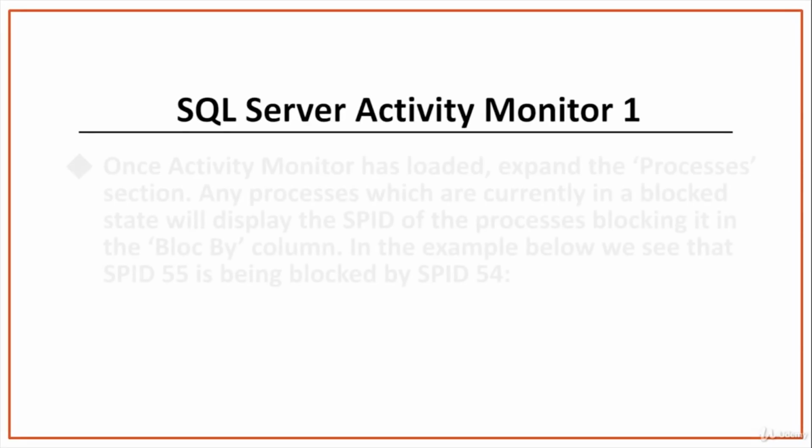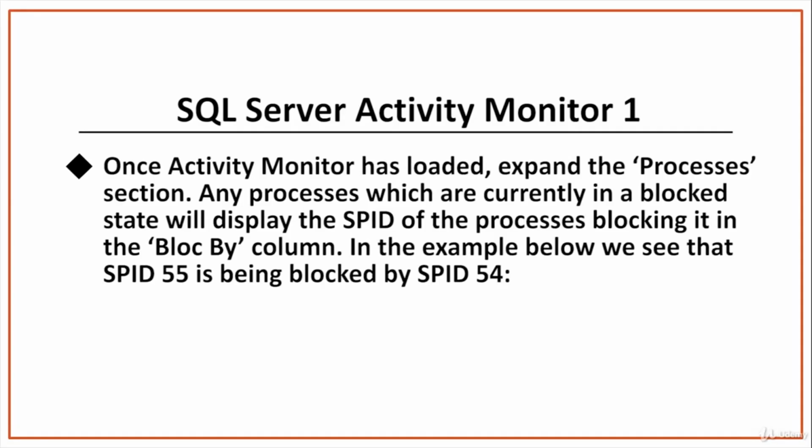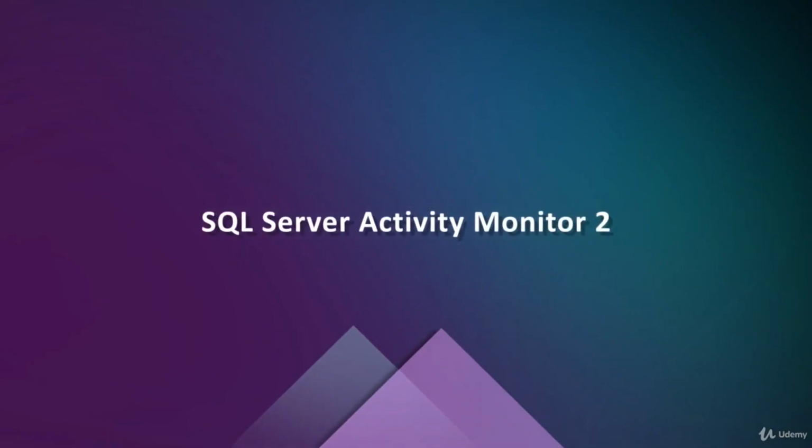Once Activity Monitor has loaded, expand the Processes section. Any processes which are currently in a blocked state will display the SPID of the processes blocking it in the Block By column. In the example as follows, we see the SPID 55 is being blocked by SPID 54. SQL Server Activity Monitor 2.